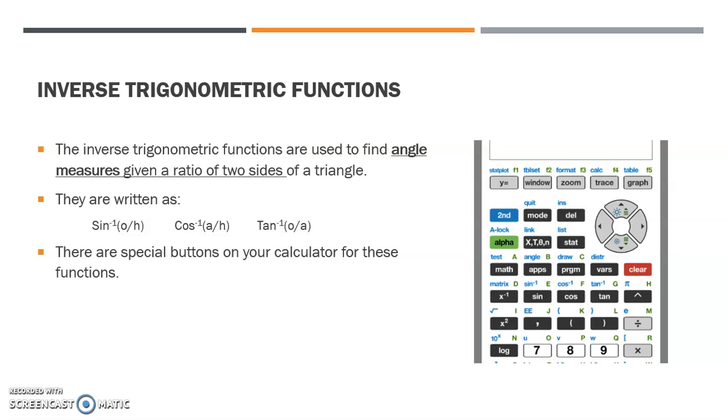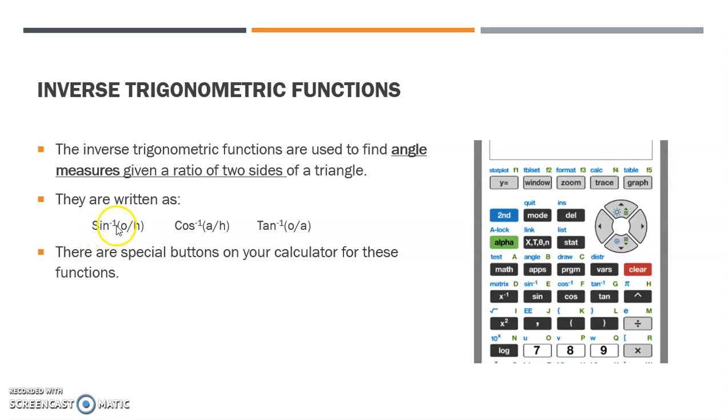So now that we've talked about how to create those ratios, what we're going to do is use the ratios to find missing angle measures. So if I know the ratio of the side lengths, I can find the angle measures using what we call the inverse trig functions. Anytime I want an angle measure, I'm going to use these functions.